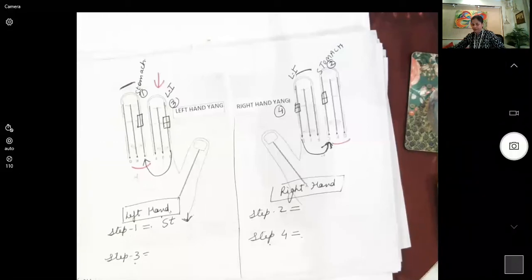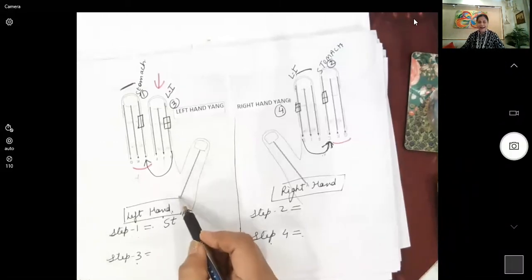Now when you are doing treatment on the meridians, where is the location for the magnet, and which step, tonification or sedation, will you do on these four meridians? Let us practice on our writing pad. I will share my screen. Sharing. Okay. Now you see.